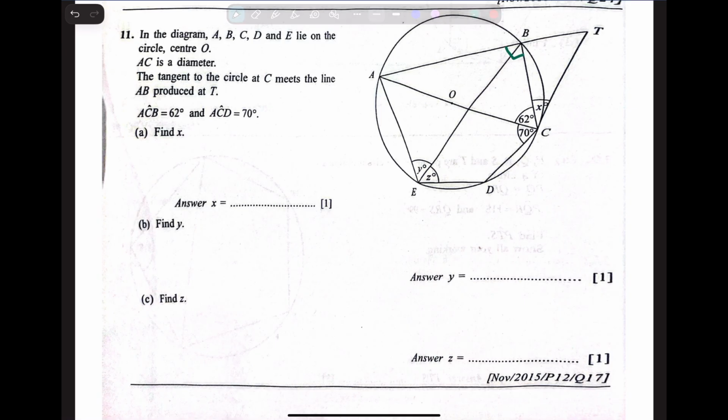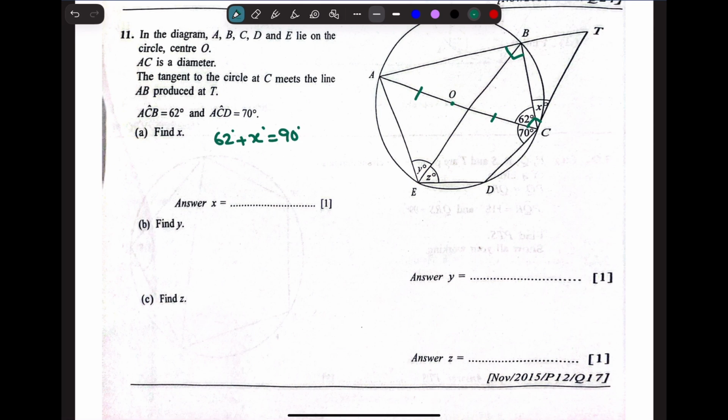Okay, first let's mark the radius. So all lines originating from the center will be equal. Radius and tangent make a 90-degree angle, right? So this is going to be 90. So then we can find X very easily because 62 plus X should equal 90 degrees because the radius and tangent meet at 90 degrees. So X is going to be 90 minus 62. So X is going to be 28 degrees. Okay, so X is 28 degrees.